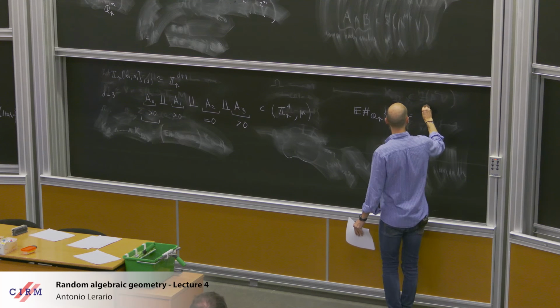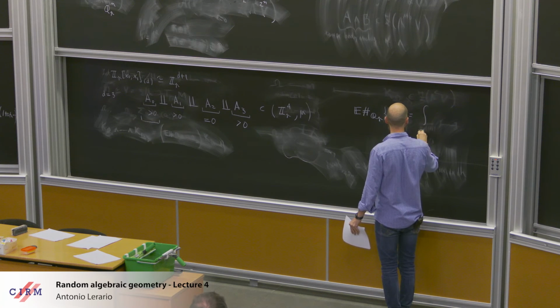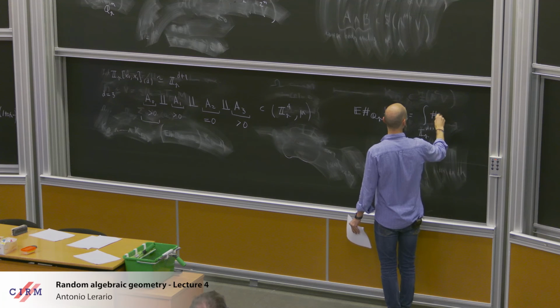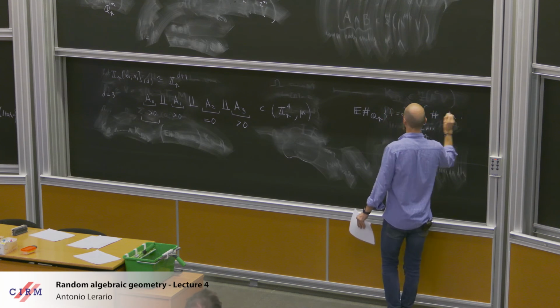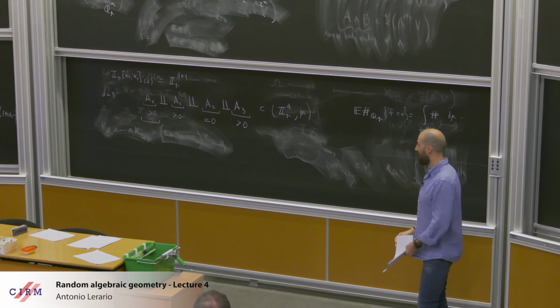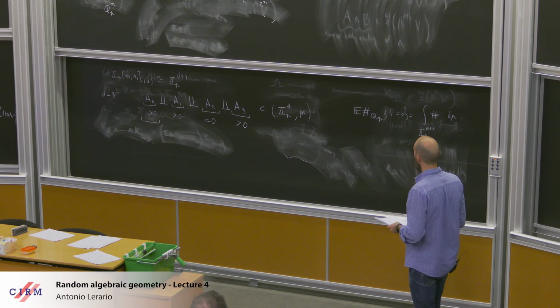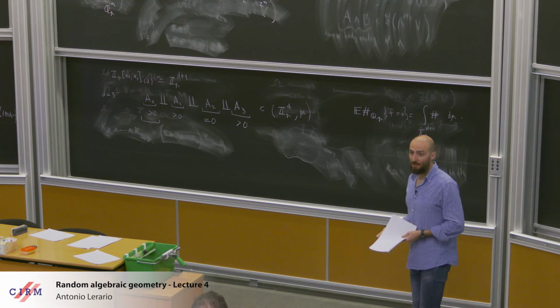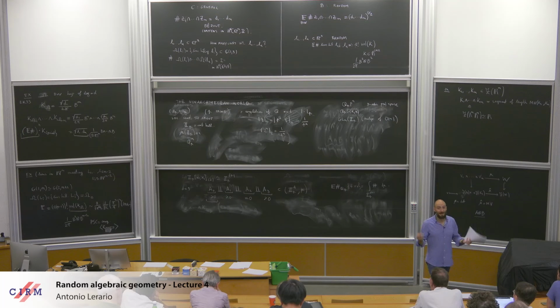this will just mean integrate on the space of coefficients this function, number of zeros, with respect to some measure. Okay, that's good. So here is the point. What is the measure? You can think about this question, but what type of measure should we take?